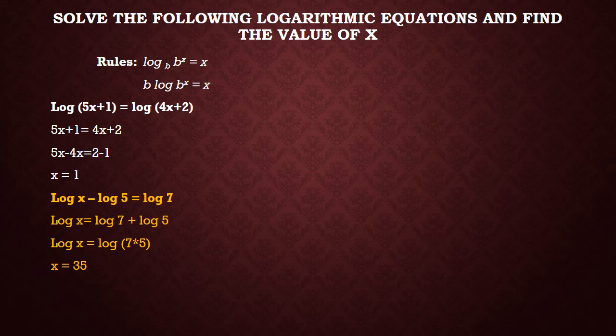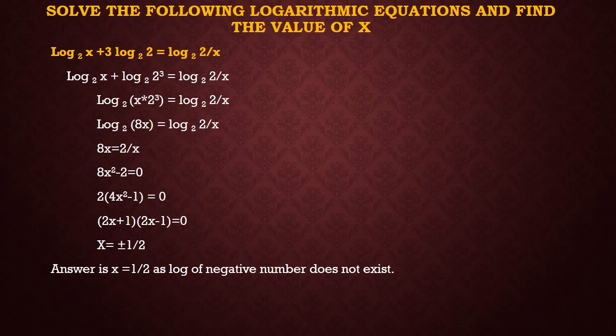Next, log x minus log 5 is equal to log 7. Log x is equal to log 7 plus log 5. Solving it further, you get log x is equal to log of 7 into 5, which is 35. So that's your answer. Since logs are on both sides, they are going to be cancelled and x is equal to 35.